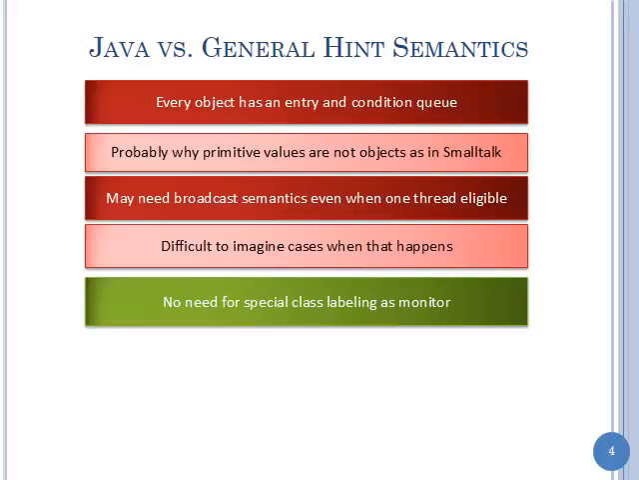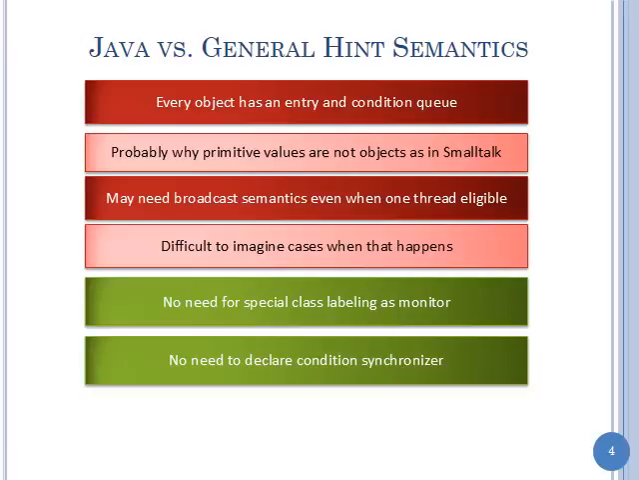So, no need for special class labeling as monitor. So it was module and monitor in Mesa. So they had two different keywords. Here you just say public class. It automatically comes with these queues. Okay? And there's no need to declare condition. It's just implicit. You don't have to name it. That's good. One headache over. Okay, you just say this dot wait. Okay, the wait on the condition synchronizing.